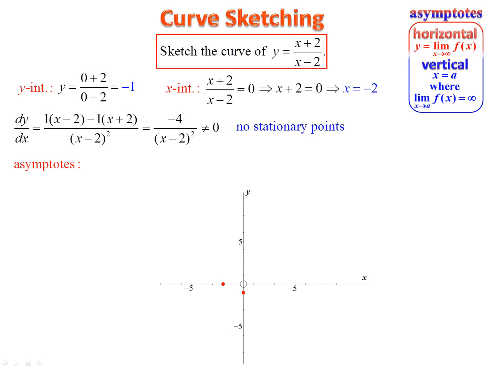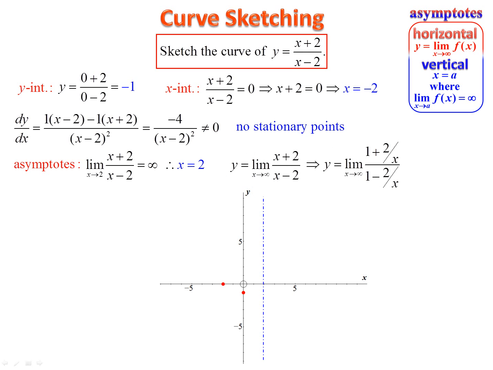So let's go on and find the asymptotes. We're finding the vertical asymptote. The limit of that as x tends to 2 is infinity. Therefore x equals 2 is an asymptote. We're going to find the limit of x plus 2 over x minus 2 as x tends to infinity, which means we're going to write it as the fraction divided by x, divided by x, divided by x, divided by x. And we end up with y equals 1. And that gives us our curve.